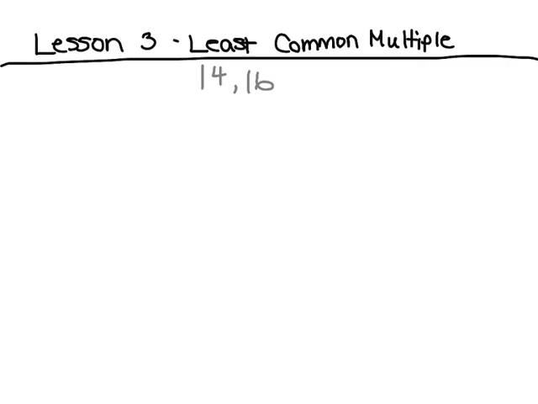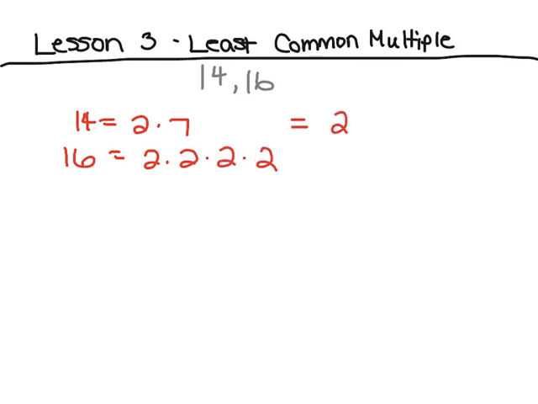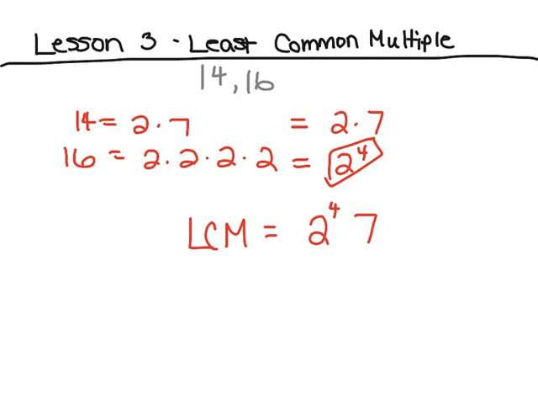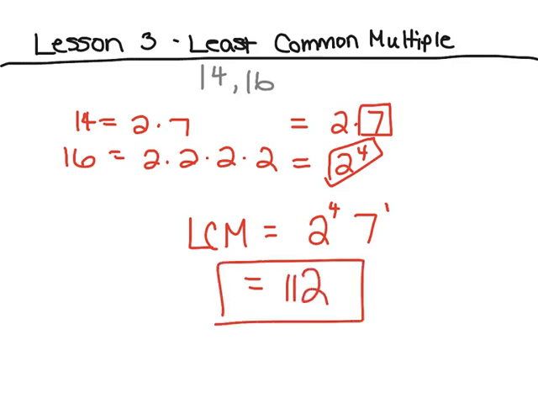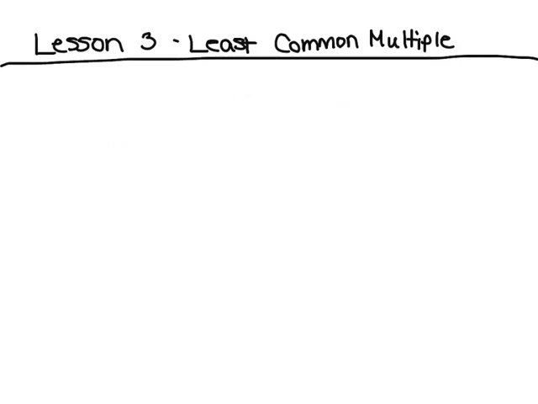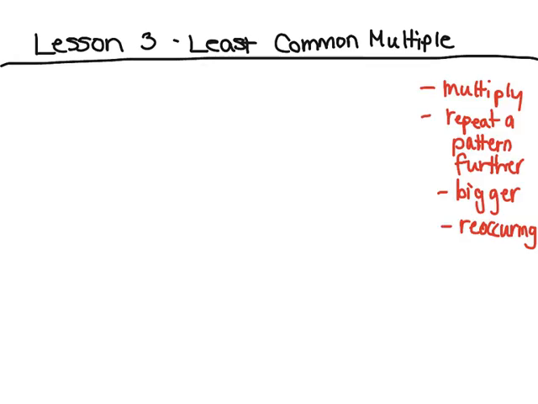For 14 and 16, the prime factorization of 14 is 2 times 7, and 16 is 2 times 2 times 2 times 2. So this is the same as 2 times 7, doesn't change. This is 2 to the power of 4. So the LCM has to have a 2 and a 7. The biggest 2 is 2 to the power of 4, and the biggest 7 is 7 to the power of 1. So 2 to the power of 4 times 7 is 112, so the least common multiple is 112.